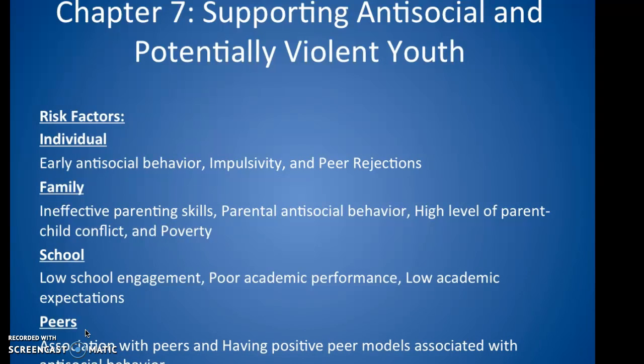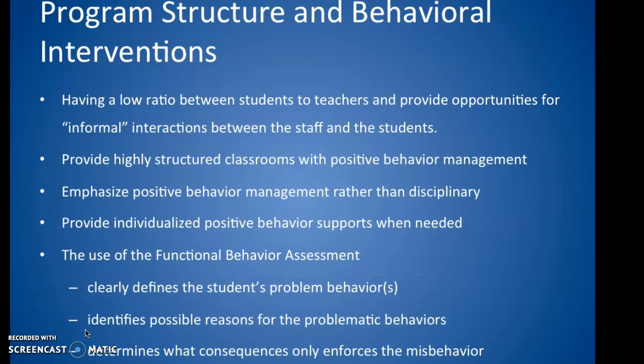Chapter 7, Supporting Antisocial and Potentially Violent Youth. Risk factors: individual, early antisocial behavior, impulsivity, peer rejection. Family would be parental antisocial behavior or maybe ineffective parenting skills. School, low engagement, they're not doing very well in their classes, and maybe they're having difficulties with interpersonal relationships.